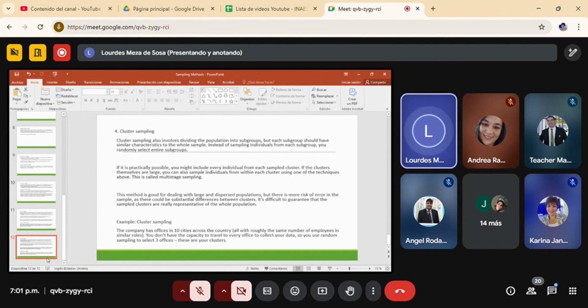So let me give you an example. The company has offices in 10 cities across the country, all with roughly the same number of employees in similar roles. You don't have the capacity to travel to every office to collect your data, so you use random sampling to select 3 offices out of the 10 spread around the country, and those are your clusters.